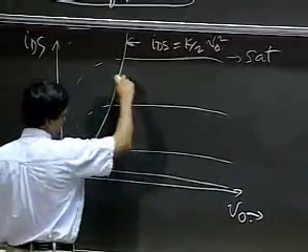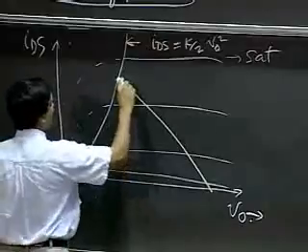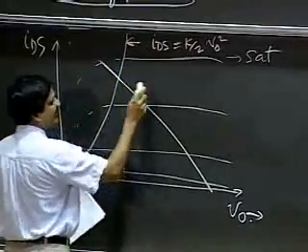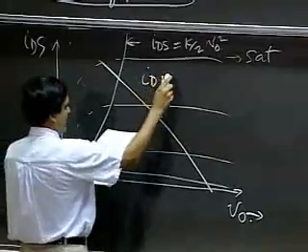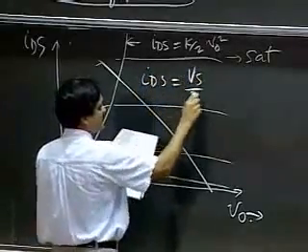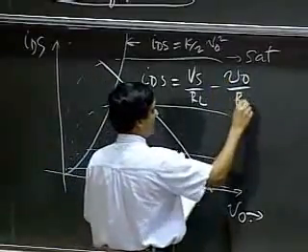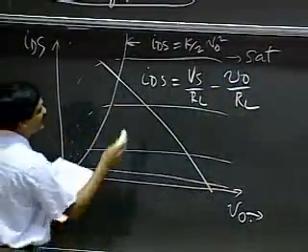And then we could draw the load line here. Okay, the load line codified the following relationship. IDS equals Vs divided by RL minus V naught divided by RL. Okay, this was a load line.